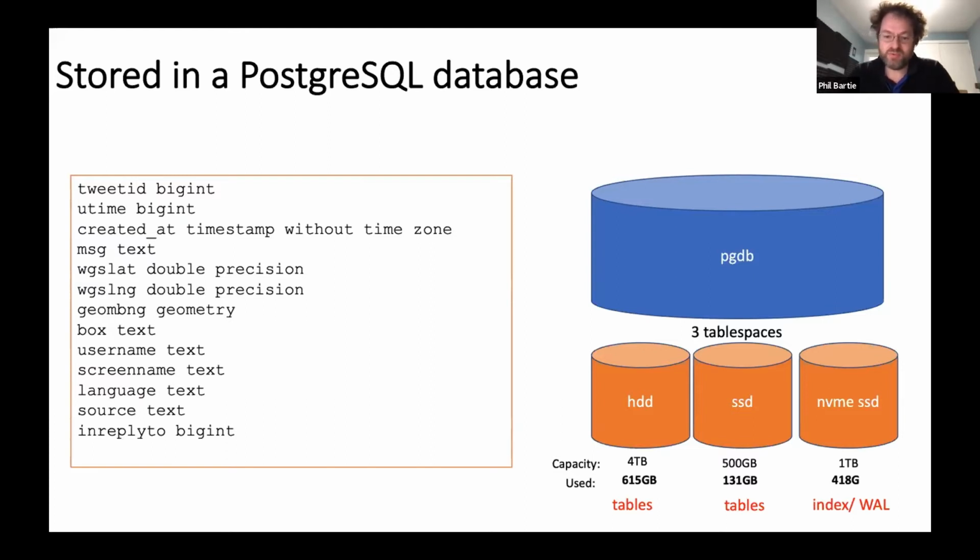So we've put the tables on the big hard drive and the solid state drive, and we've put the indexes for the database and the write-ahead log into the NVMe drive. And that means Postgres can read from those 3 tablespaces in parallel, as well as running queries in parallel across all CPUs. So that gives us quite a significant performance boost.